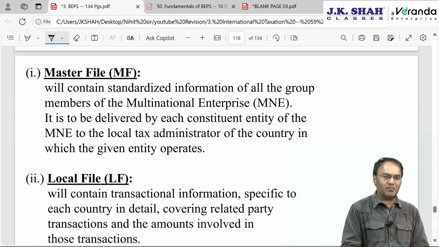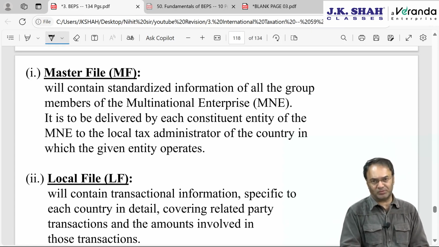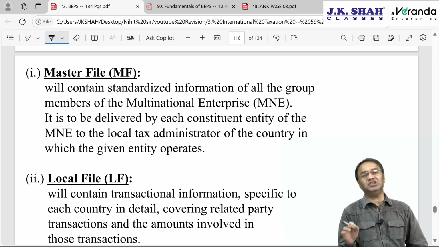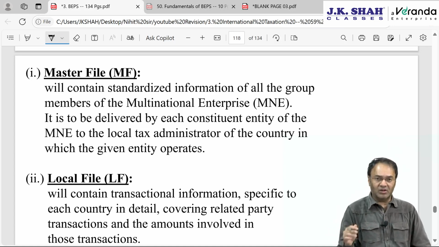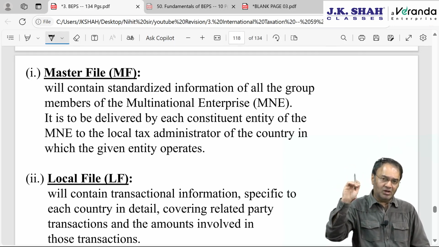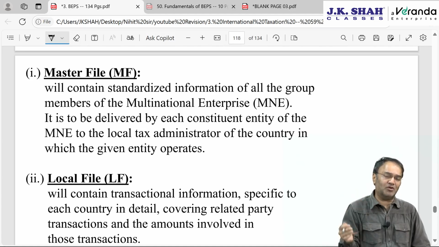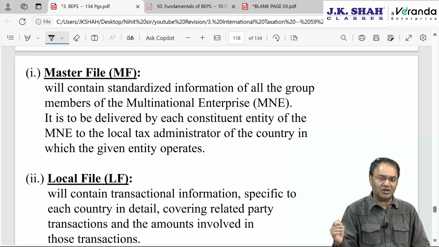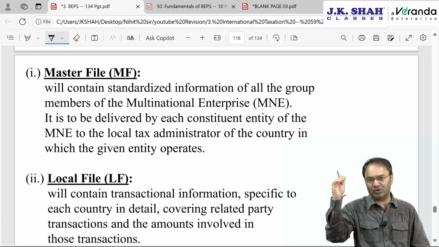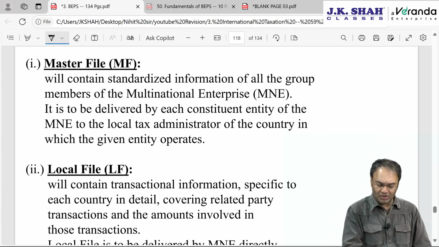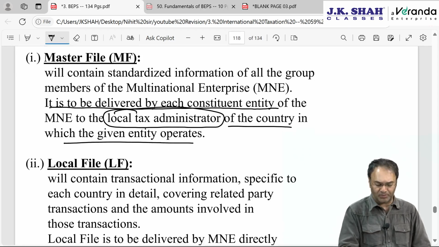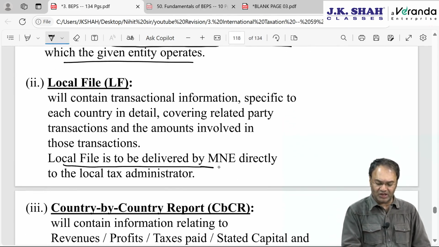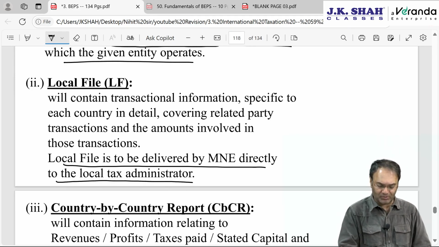Then what are the contents of the master file? Who furnishes to whom? This is to be submitted at local level. Master file and local file are to be submitted by each and every constituent entity. BEPS USA will also submit, in addition to CBCR, and BEPS India will also submit to the Indian tax administrator. BEPS USA will submit to the US tax administrator, to be delivered by each constituent entity of the MNE to the local tax administrator of the country in which the given entity operates. Same thing for the local file, to be delivered by the MNE directly to the local tax administrator.